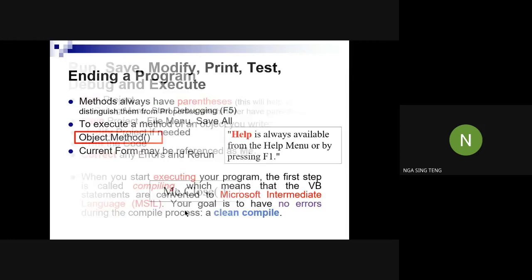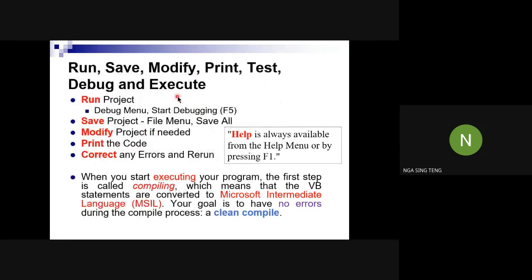Run, save, modify, print, and test, debug, and execute. Run the project, debug it. Same thing as your C++, you also run it. Save it, modify the project if needed. Print the code, correct any errors, and rerun. The help is always available from the help menu or by pressing F1. We press F1 if you need some help.